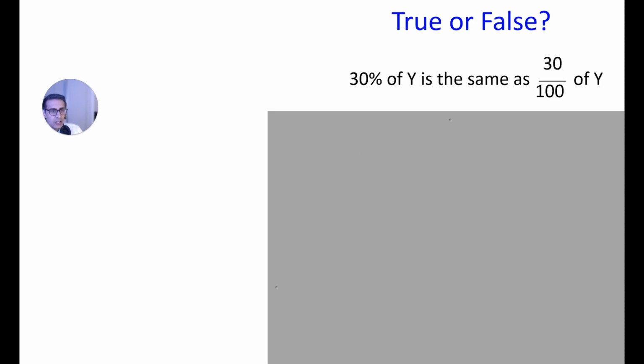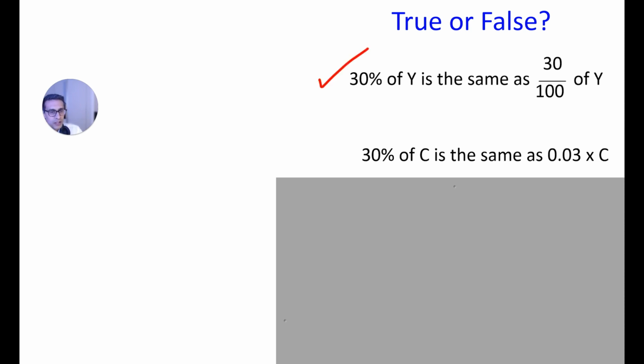Okay, the last bit of true or false here. 30% of y is the same as 30 hundredths of y. Do you think that's true or false? Have a think. Pause the video. Okay, so you should have an answer here. So 30% is 30 hundredths because it's 30 lots of 1%. So this is true.